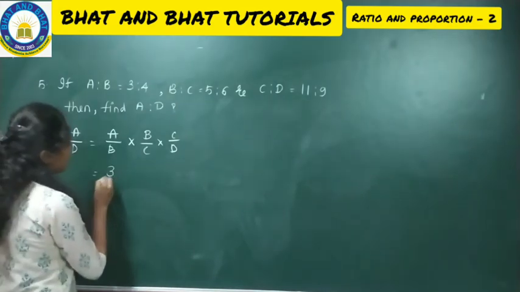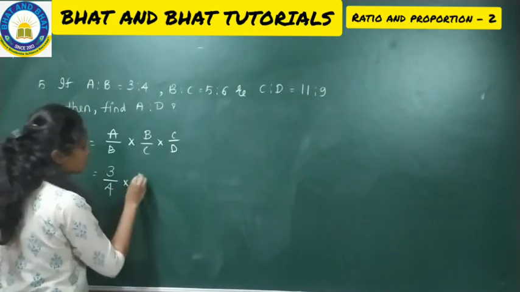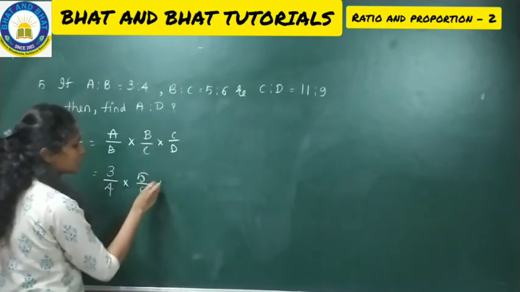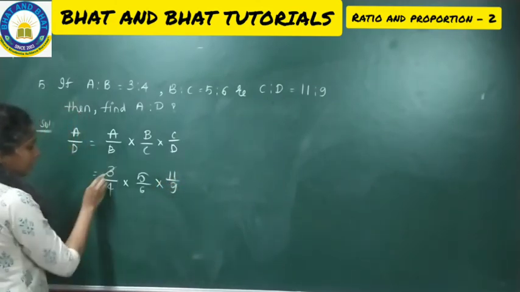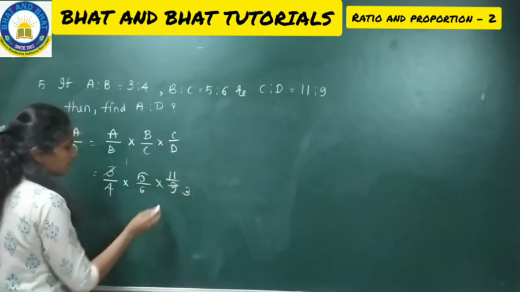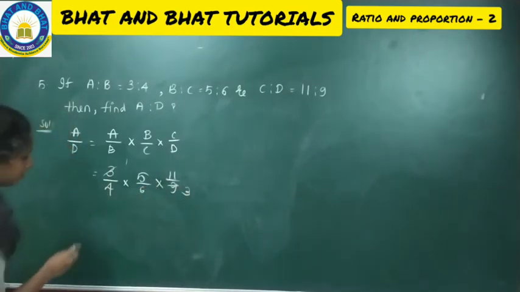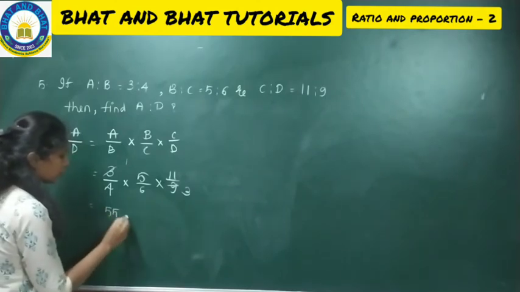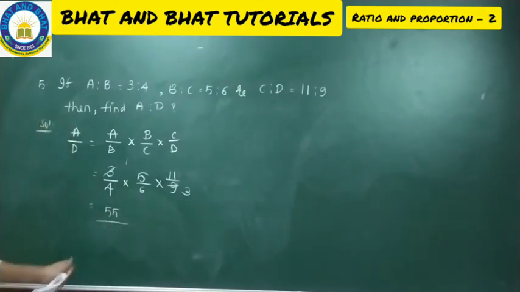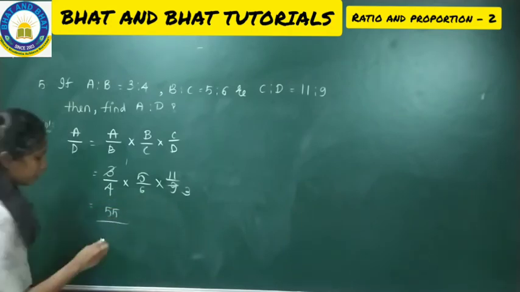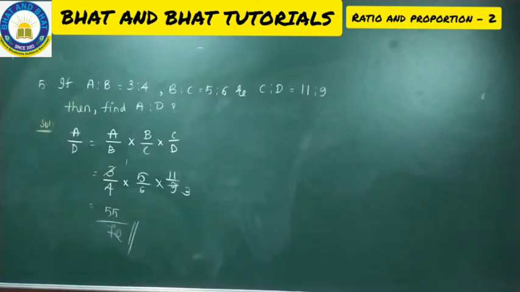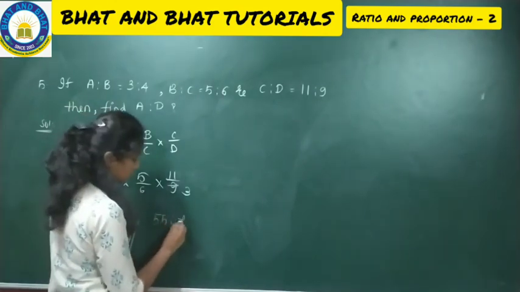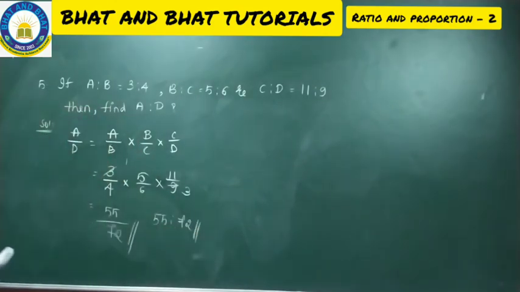So now A by B, that is 3/4, 5:6 can be written as 5/6, into 11:9 can be written as 11/9. 3 ones are 3, 3 threes are 9. And now this one cannot go. 11 fives are 55, 6 fours are 24, 24 threes are 72. This is your answer. Make a note. And this can also be written as 55:72. Make a note.